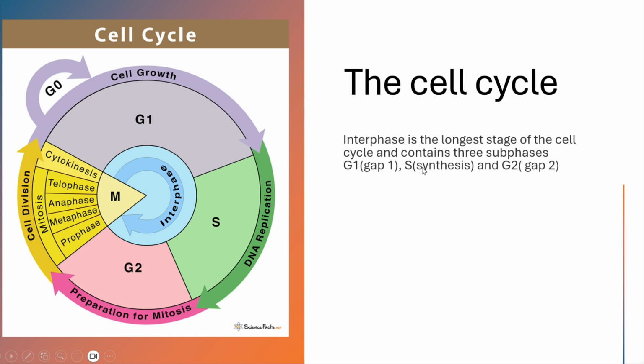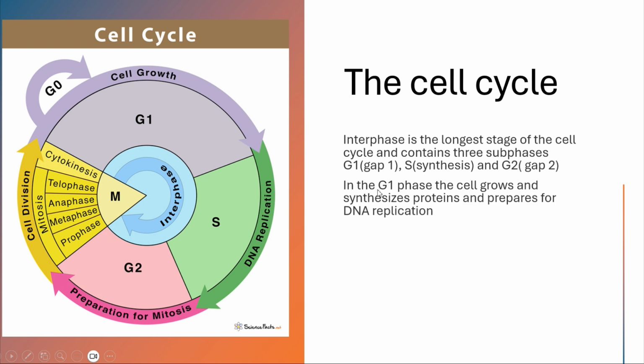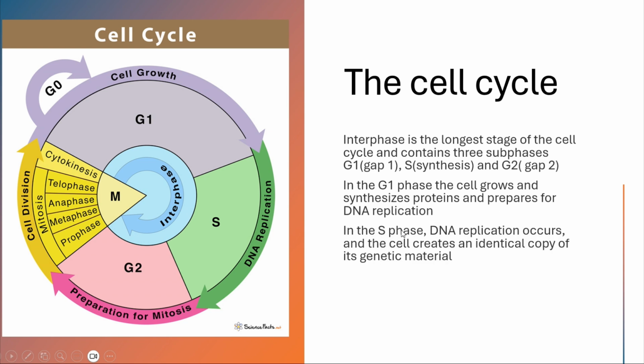G1 stands for gap 1, S stands for synthesis because you're doing DNA replication, and G2 is gap 2. In the G1 phase, the cell grows and synthesizes proteins, such as enzymes, and prepares for DNA replication. In the S phase, DNA replication occurs. Obviously, we know about semi-conservative replication from topic 1, so that's what is going to happen. The cell creates an identical copy of DNA. The reason is that you're going to produce two cells in the end, so you need to double your DNA so that it can split and produce two cells.